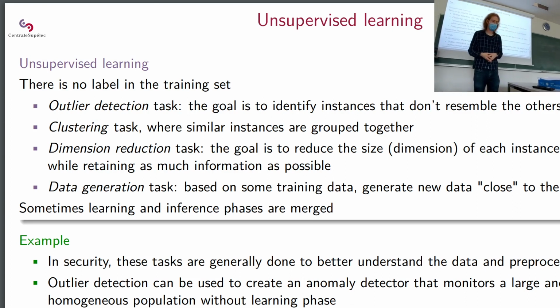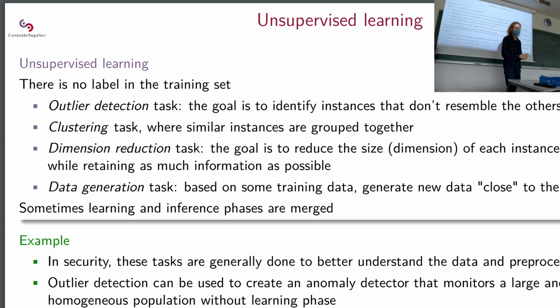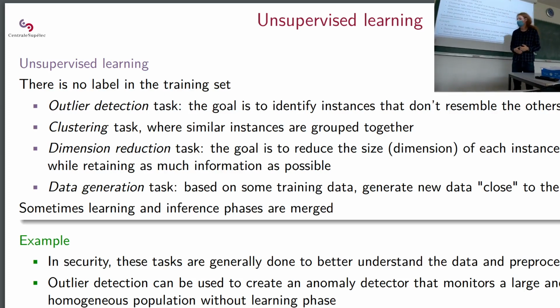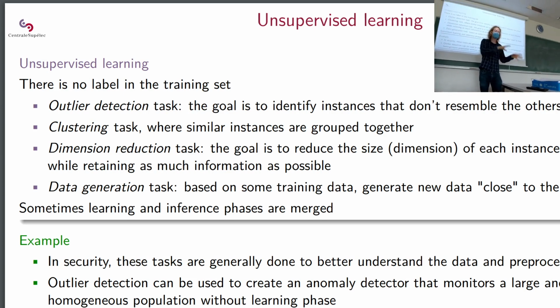You probably know, for this one, the website "This Person Does Not Exist," which invents a new face every time you go on the website. So this one is the data generation task. In unsupervised learning, sometimes there are no separate learning and inference phases. For example, when you do some clustering, there is no learning phase and inference phase. They are fused into only one phase. You give the data and it outputs clusters.